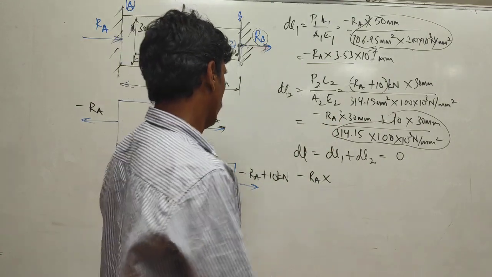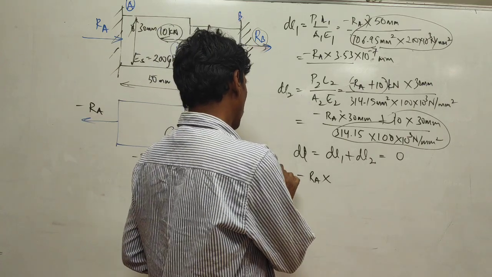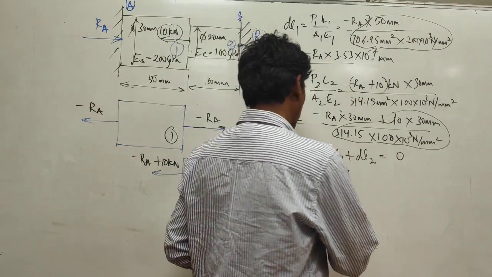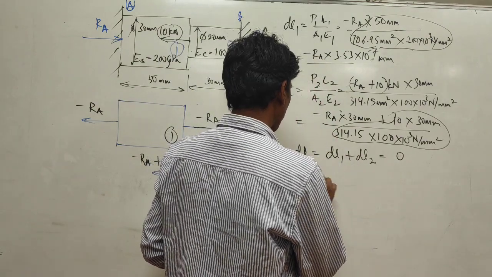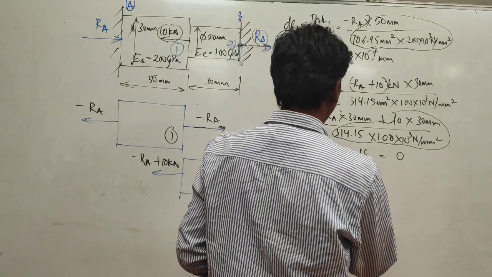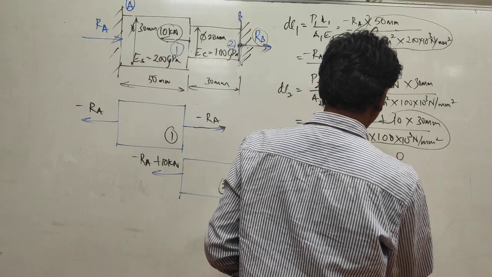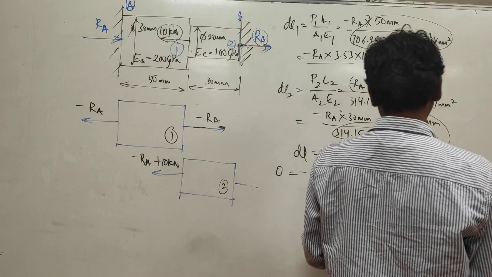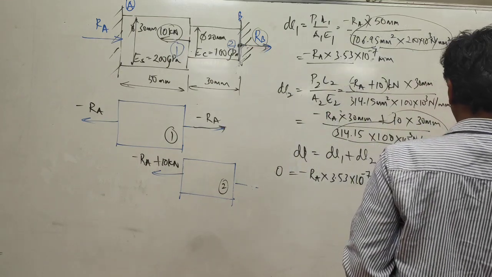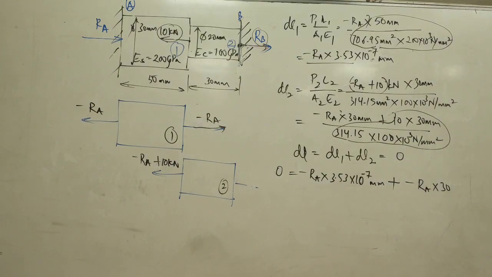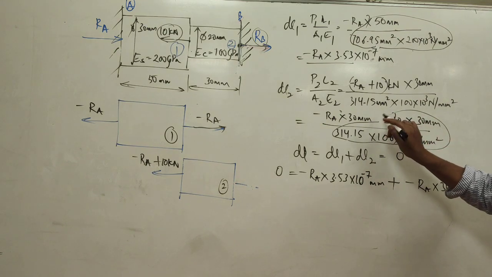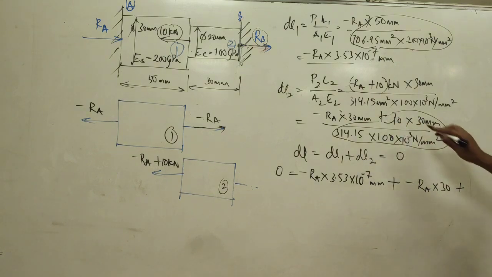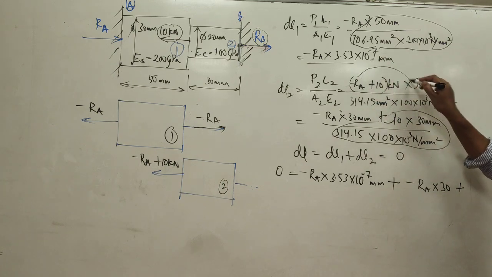And here, can you find out this? So minus RA into 3.53 into 10 to the power of minus 7 mm plus this one is minus RA into 30. So this is plus again, because this whole number you are trying to add. All of this gets added and you get one number. Split this into two, understand? It is in a bracket, so you have to multiply with both terms.